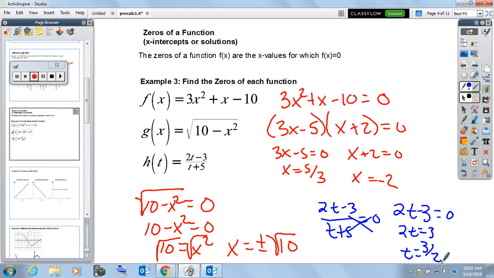All right, so again, you could see it as x-intercepts, you could see it as solutions, or you could see it as zeros of a function here. All right, and that's going to wrap it up for this video. In our next video, we're going to start looking at increasing and decreasing functions.